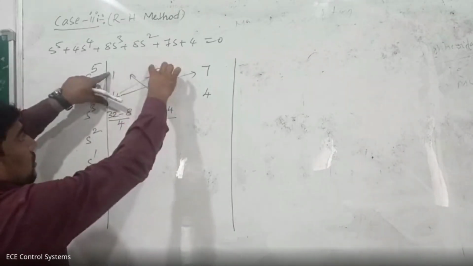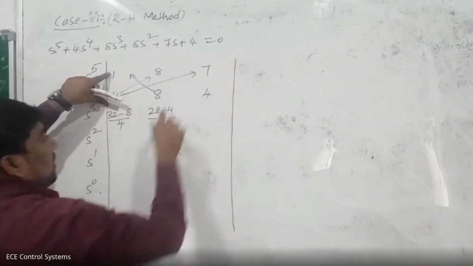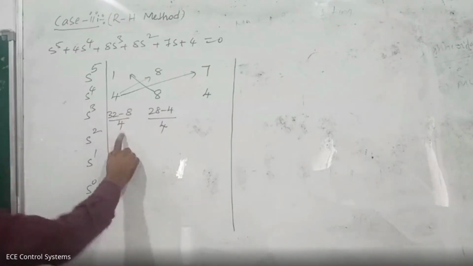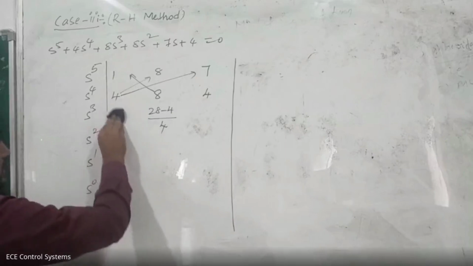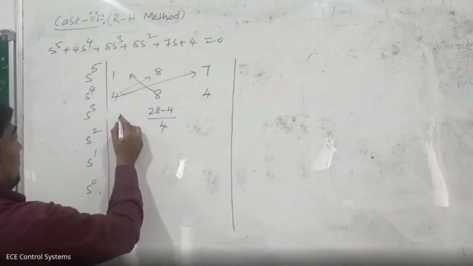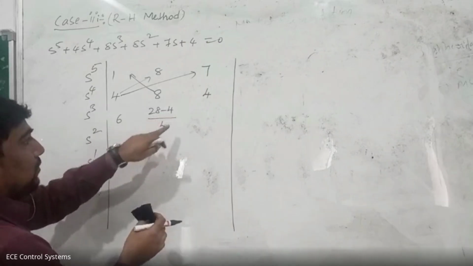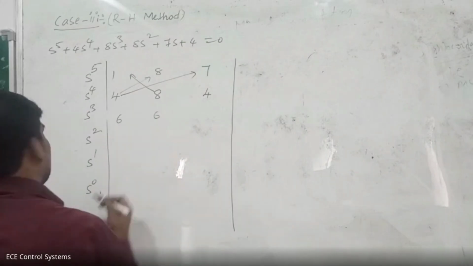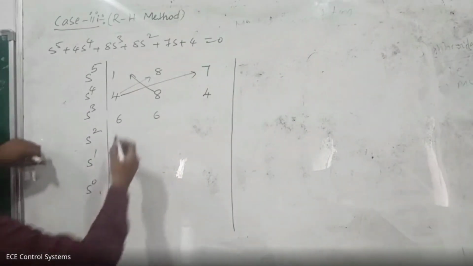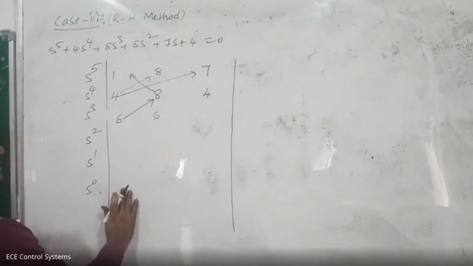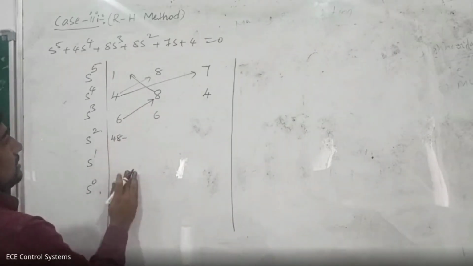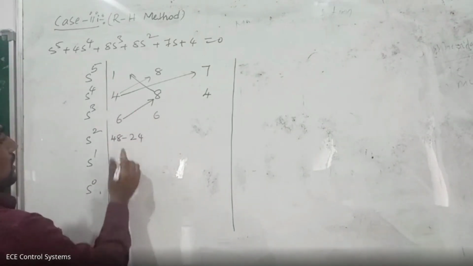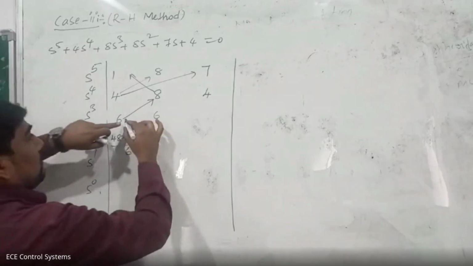These two values are over, and this set of values is also over. Now what is our answer? 32 minus 8, 24. 24 by 4, that is, I think, 6. Next, 28 minus 4, 24. 24 by 4, that is also 6. Next one, 6 into 8, 48 minus 24. Okay, 24 by 6. Next one.